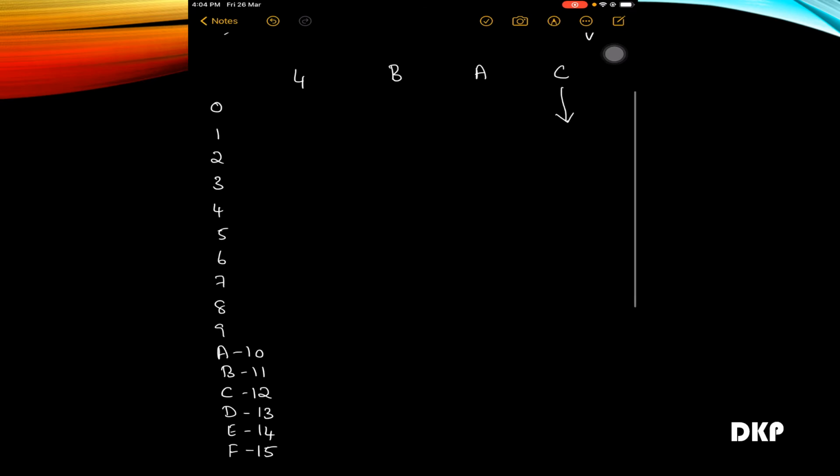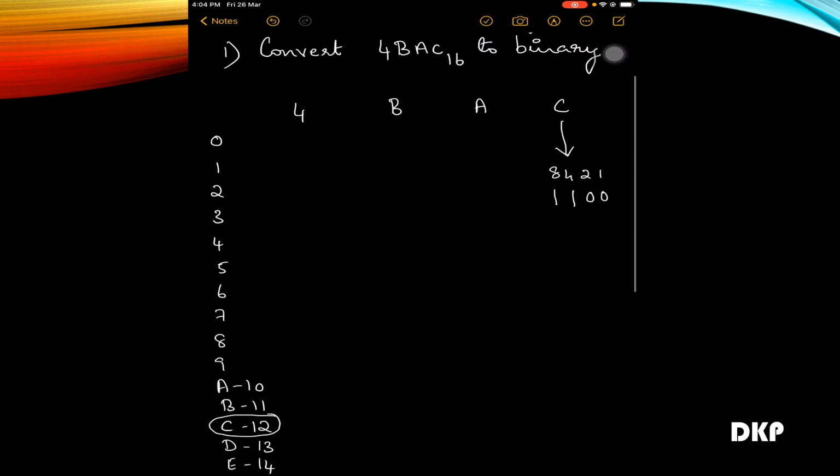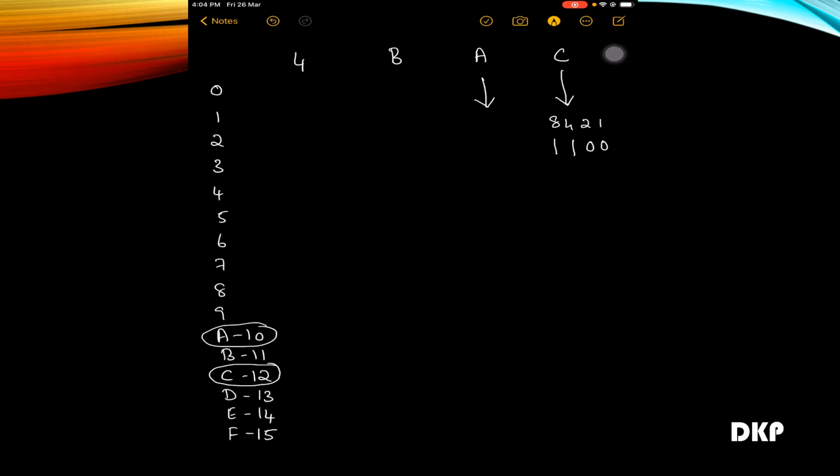What is the binary of C? C represents what? 12. So what is the binary of 12? We can use this 8421 trick. 8 plus 4 give you 12, so write 1s under 8 and 4 and the remaining bits as 0. So this is the binary of C. Now write the binary of A. A represents what? 10. Again, we can use this 8421 trick. 8 plus 2 gives 10. Therefore, write 1s under 8 and 2. The remaining bits are 0.